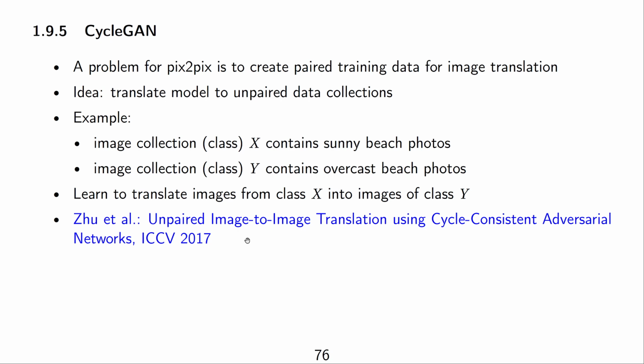So before we had corresponding images, there was, for training, an edge image of a cat and a corresponding RGB image of a cat. But what do we do if we just have, let's say, a lot of nighttime images and then a lot of daytime images, but no correspondences? Or, as in this example, we have sunny beach photos and overcast beach photos. So we want to learn a translation from one class, say class X, to another class, let's call it class Y.